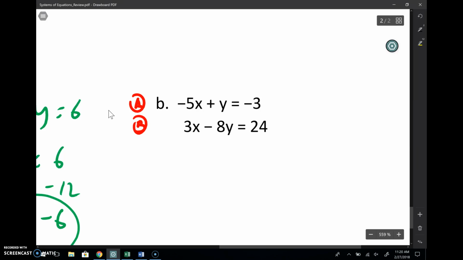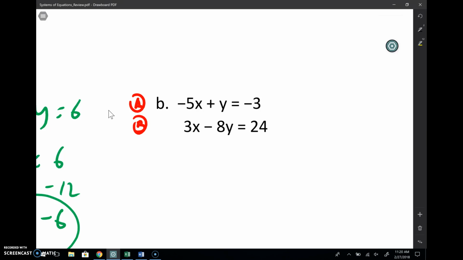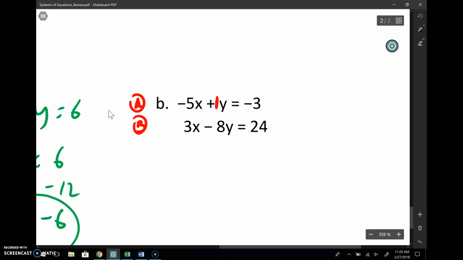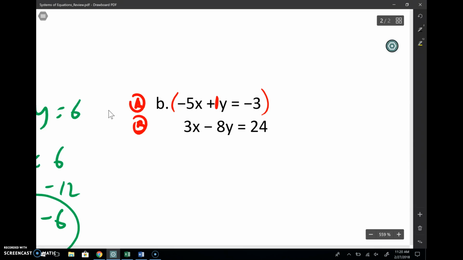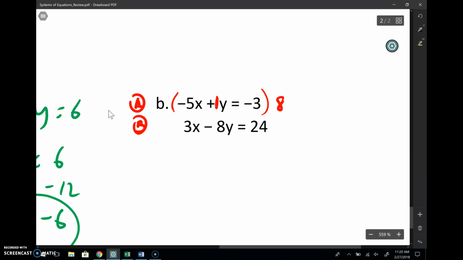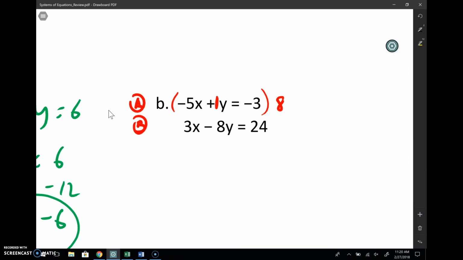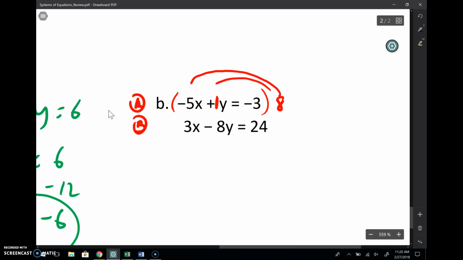Now you can zero out, you can cancel out, you can eliminate the x, but I'm going to choose to eliminate the y in this case because this is a 1y. So I'm going to multiply. Well, if I wanted to eliminate that negative 8, it has to be a positive 8. So I'm just going to create an equivalent equation using the factor of 8. And I'm going to multiply everything on the inside by positive 8. So here's my new equation A. Negative 5 times 8 is negative 40x. Positive y times 8 is positive 8y is equal to negative 3 times 8 is negative 24.